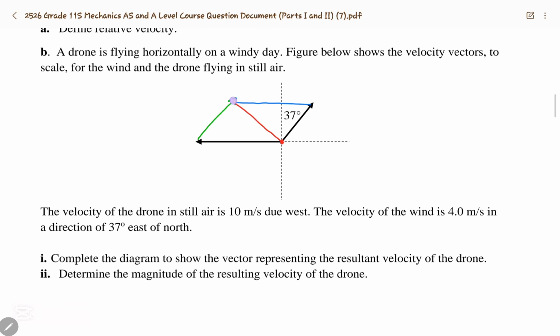So then it ends up going how? It ends up going like this. So my resultant vector would look something like this. It should look something like this, okay?